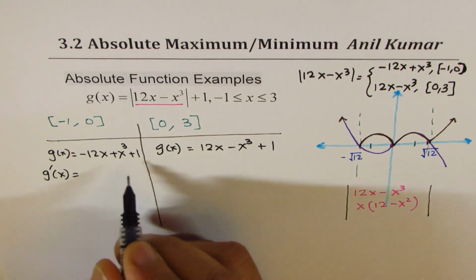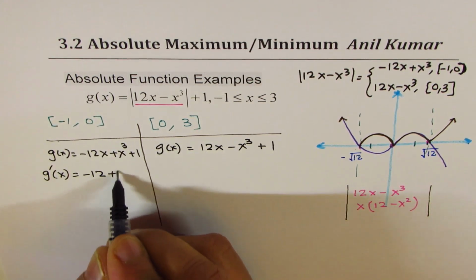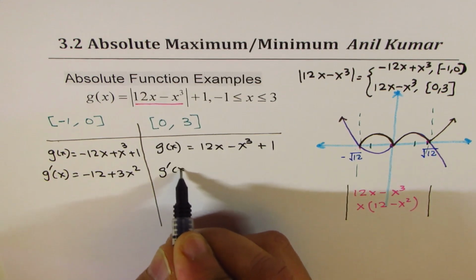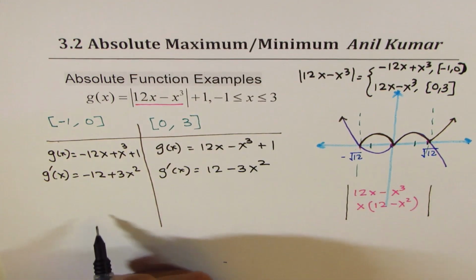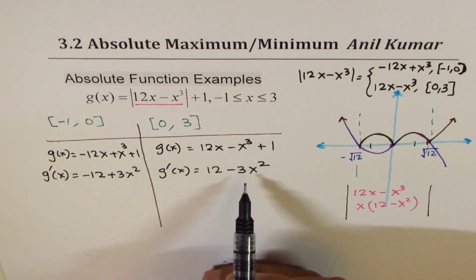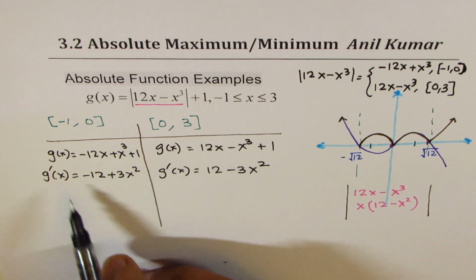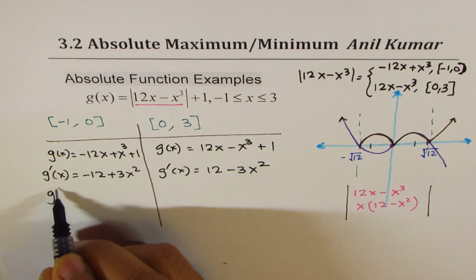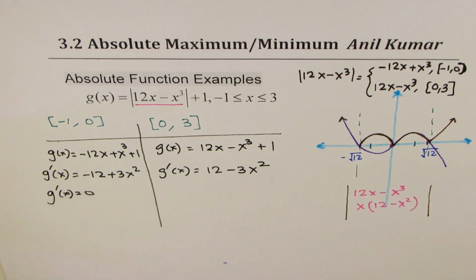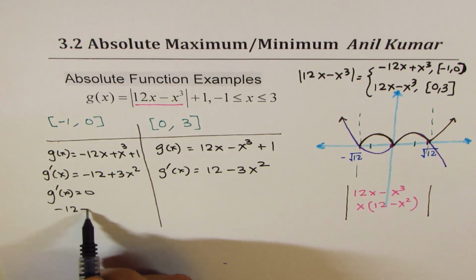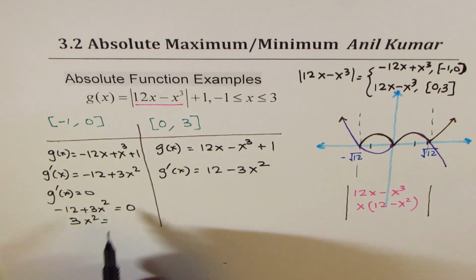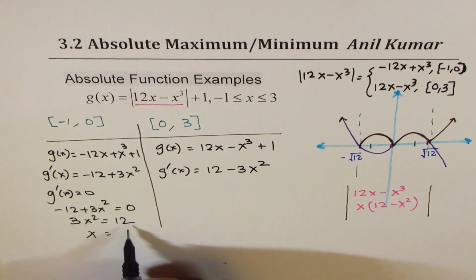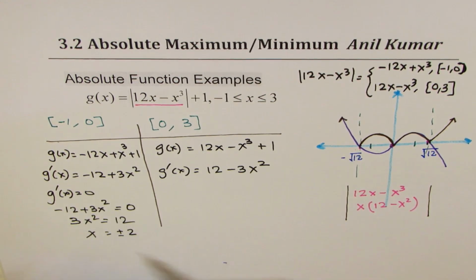Now let's find the derivatives. The derivative on the left side is minus 12 plus 3x squared. And on the right side, it is 12 minus 3x squared. Correct? To find the critical points, we'll just equate g dash x to 0. That means minus 12 plus 3x squared equals 0. 3x squared equals 12, so x equals plus or minus 2, right? Because 12 divided by 3 is 4.